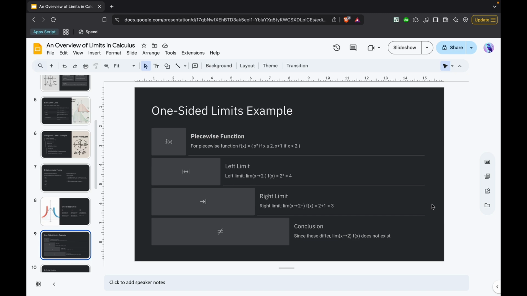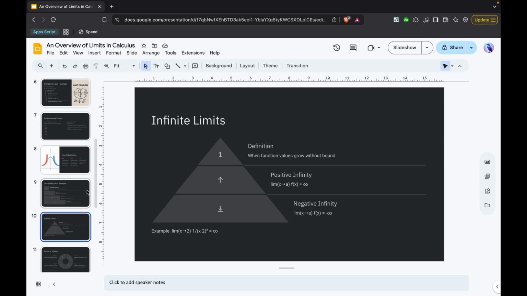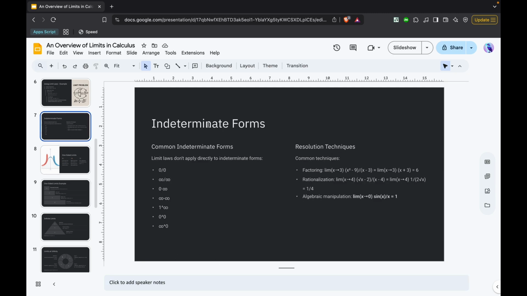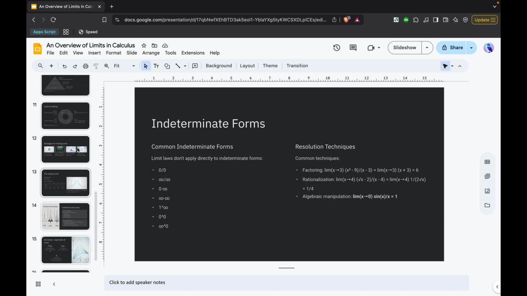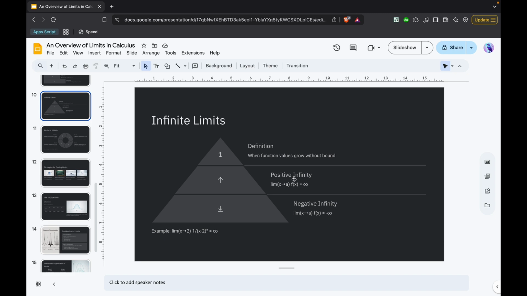Now, using one-sided limits is very common, either when someone is just starting out with limits, or if you want to draw conclusions about whether a limit exists. Or here's a special type: infinite limits, where you have infinity or some form of infinity. The definition is when function values grow without bound. So, let's say we have the limit as x approaches infinity of x squared, and that becomes infinity.